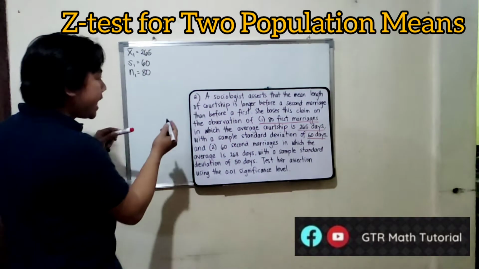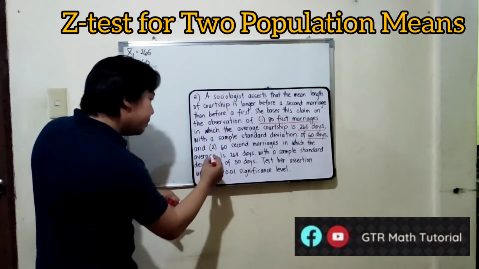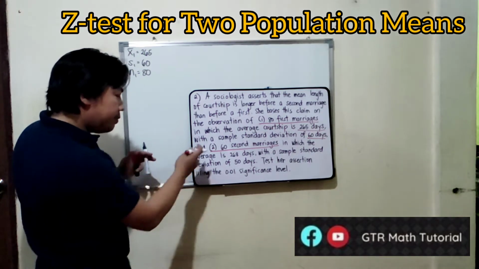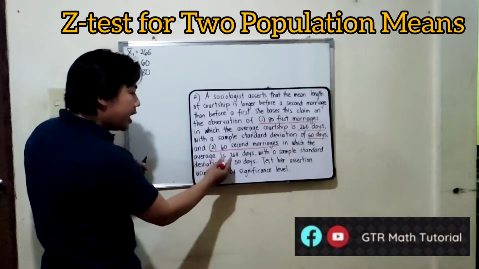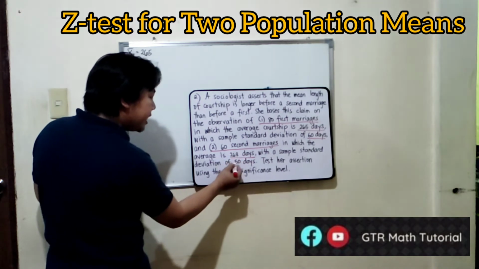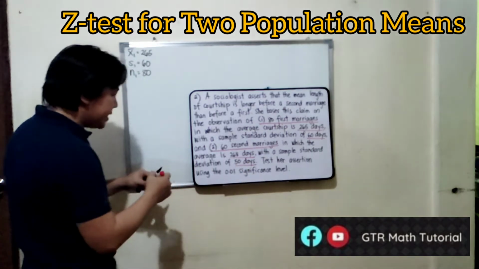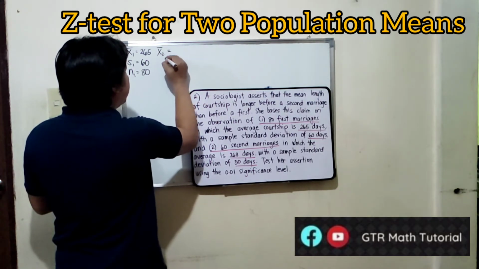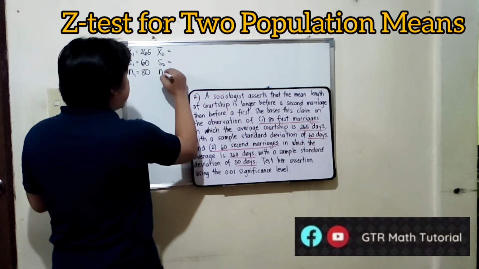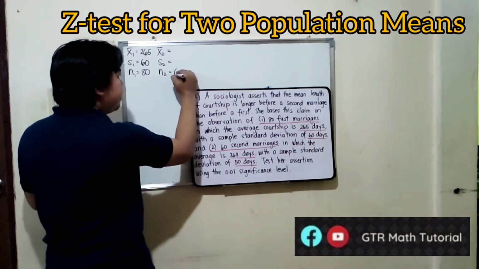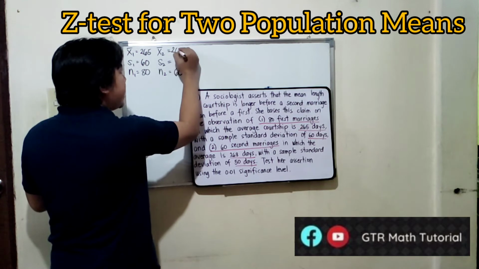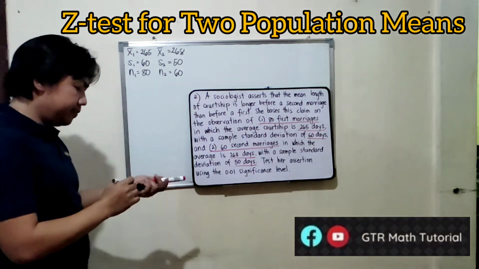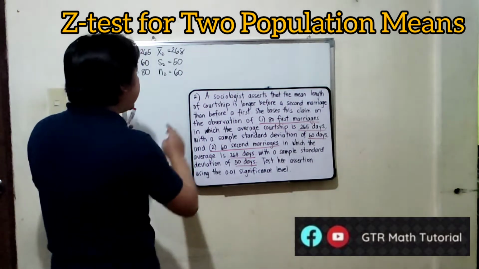Okay, so for the second group, group number 2, the second marriages, we have a sample size of 60 second marriages in which the average is 268 days and standard deviation is 50 days. Okay, so we have x bar sub 2, s sub 2, and n sub 2. So n sub 2 is 60, mean is 268, and then we have 50 days for our standard deviation. Okay, so it's the given.